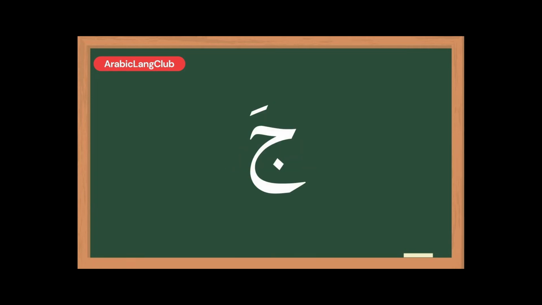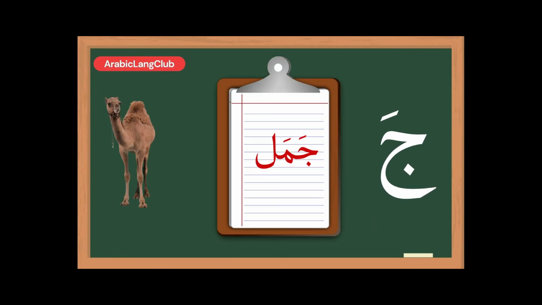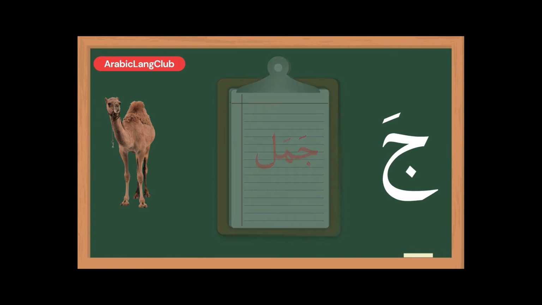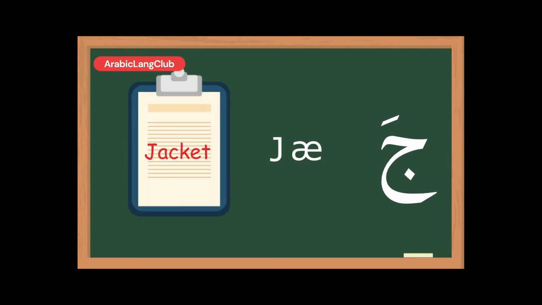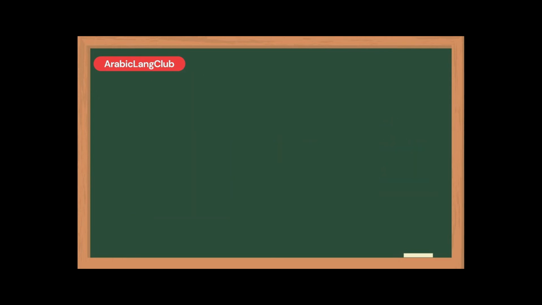Ja. Like in the word jamal. Jamal. The sound is pretty much like letter J in the word jacket. To write it down, from the left side, draw a little line, pull down around like a half circle, and then put a dot right in the center. Well done. Good job. Next, we're going to learn letter Ha.